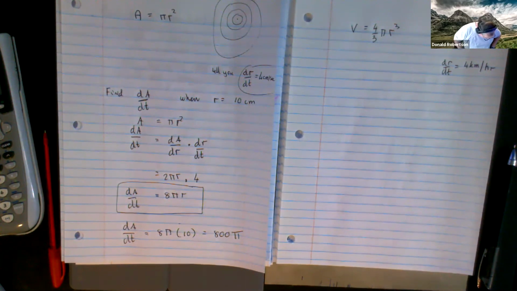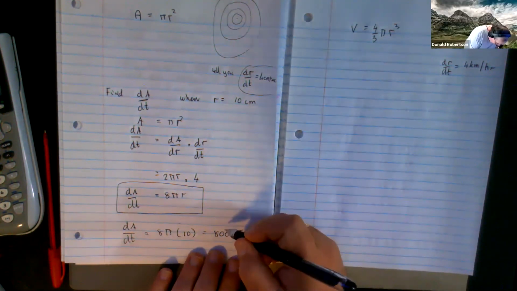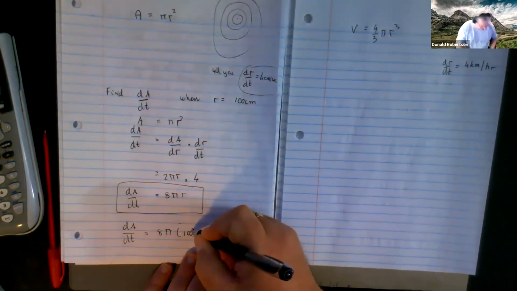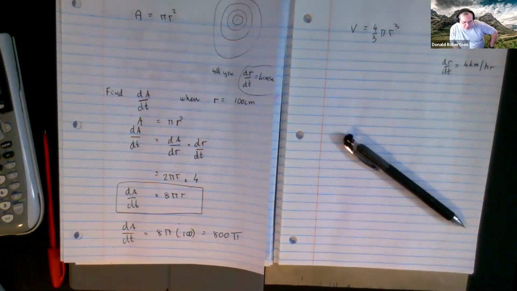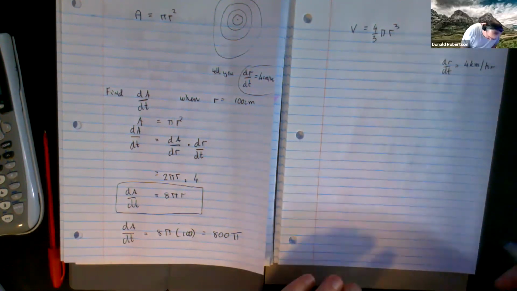Could I go back to the previous one for a second? Is that 800 or 80? Because it's 8 times pi, it's 10 now. It's now 800 because I've changed the question to suit the answer. Yeah, well caught.